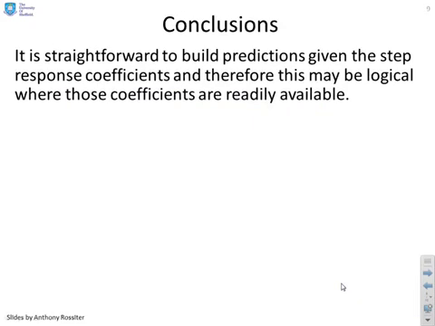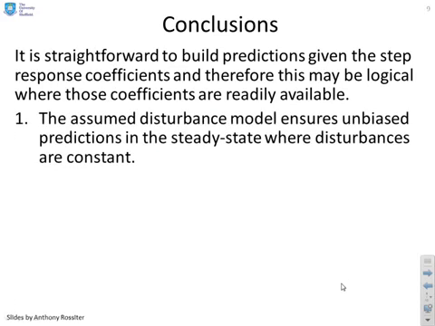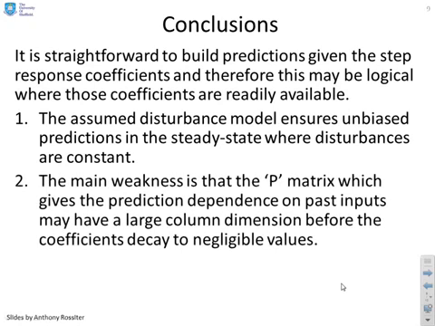So in conclusions, it's straightforward to build predictions given the step response coefficients, and therefore this may be logical where those coefficients are readily available. And clearly you'll get unbiased predictions in this case because we've essentially based it on the Cramer model. And the main weakness of this method is the P matrix, which gives the dependence on past inputs, may have a very large column dimension before the coefficients decay to negligible values. So there's a lot more parameters to carry around, a lot more matrix multiplication. But the definition of the actual prediction matrices is by inspection. There's no computation at all really, apart from a few subtractions.